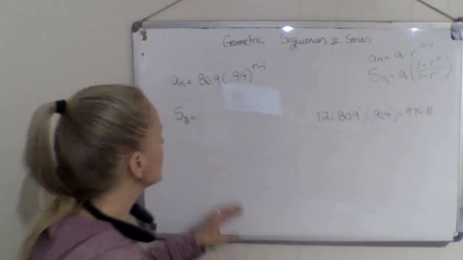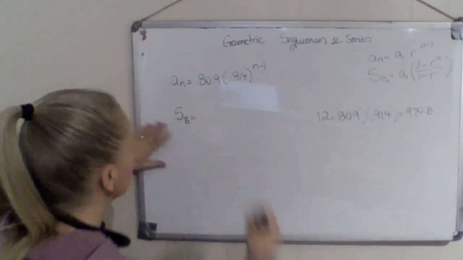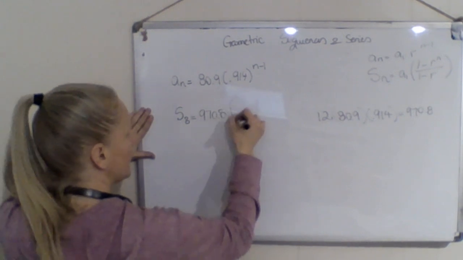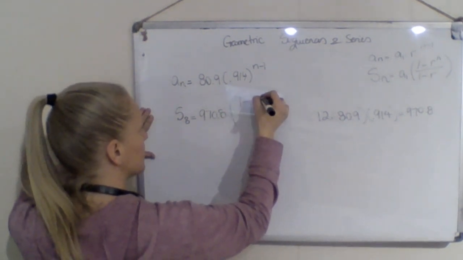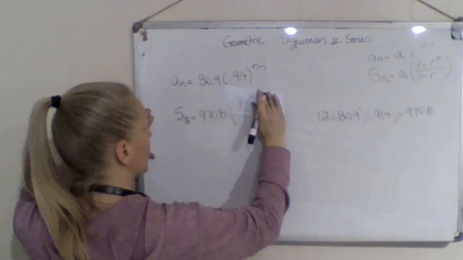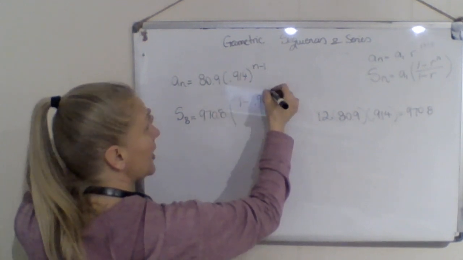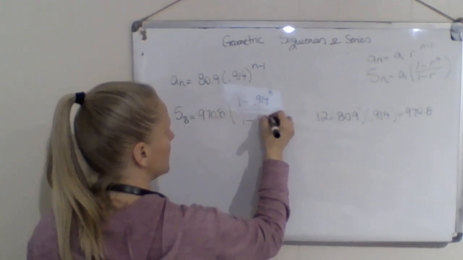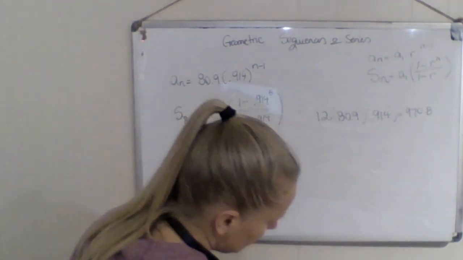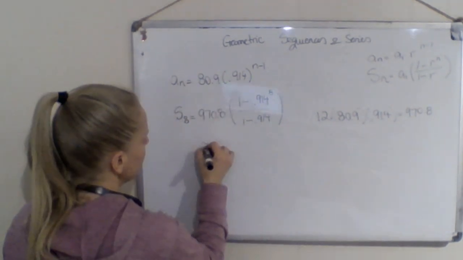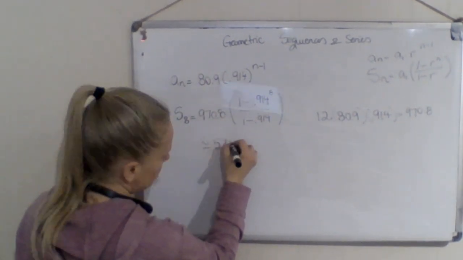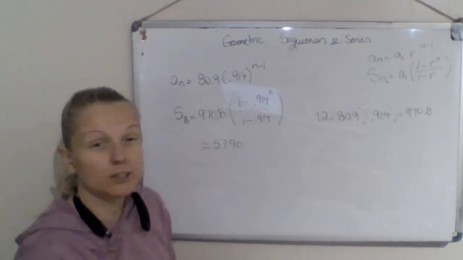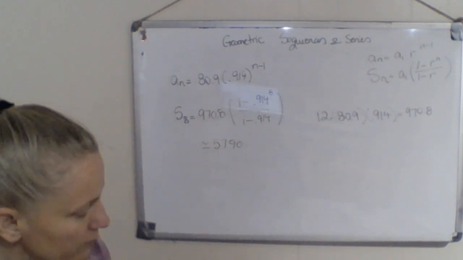970.8, okay? So now let's rewrite this with the right first term. 970.8 times 1 minus my ratio, 0.914, to the 8th, all over 1 minus 0.914. This is really heavily calculated work. We're going to plug in here, and we get about 5,790 would be the payment for cell phone bill in those years from 1990 to 1997.